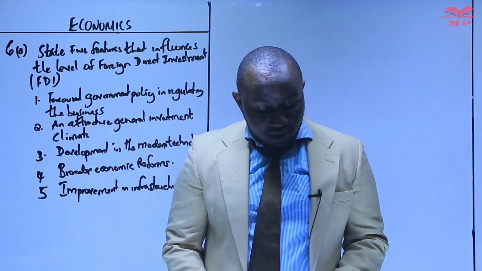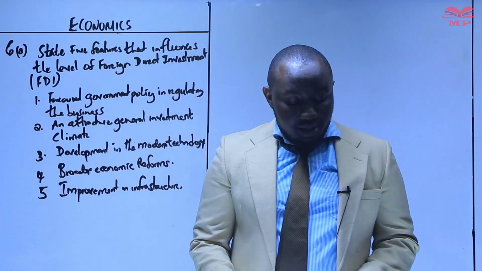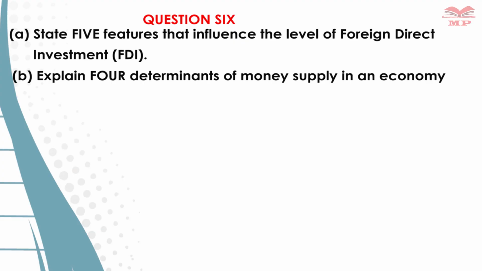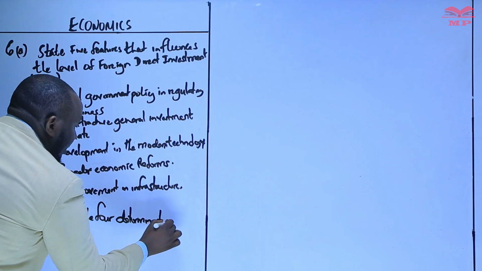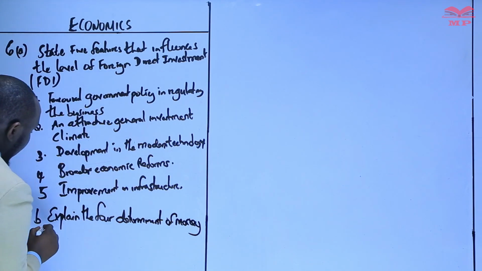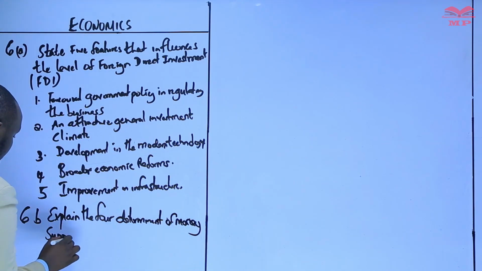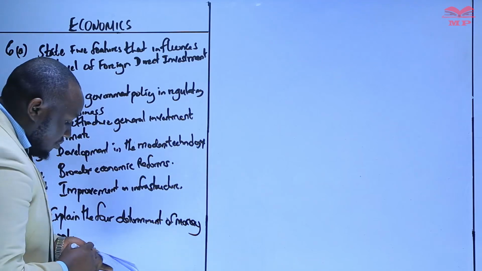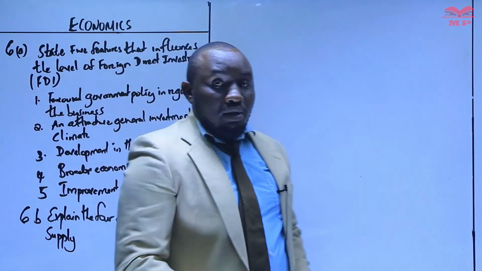We pick from the next question and we read that question. We say, explain four determinants of money supply. Explain, that is 6B. Explain the four determinants of money supply.